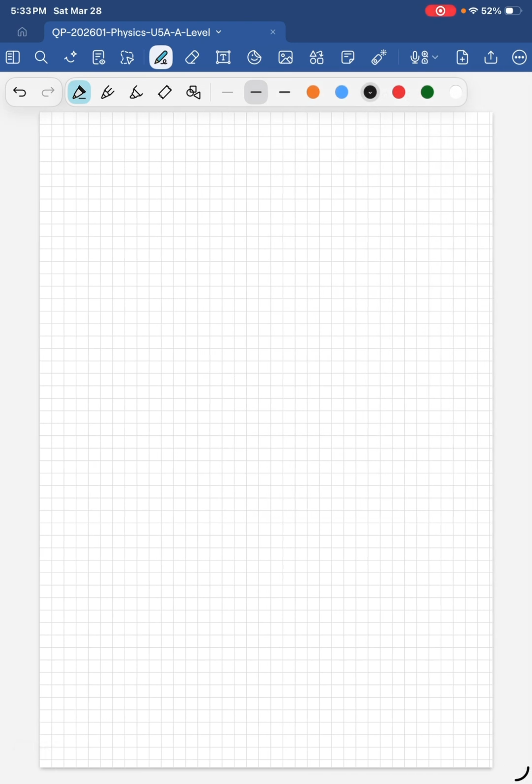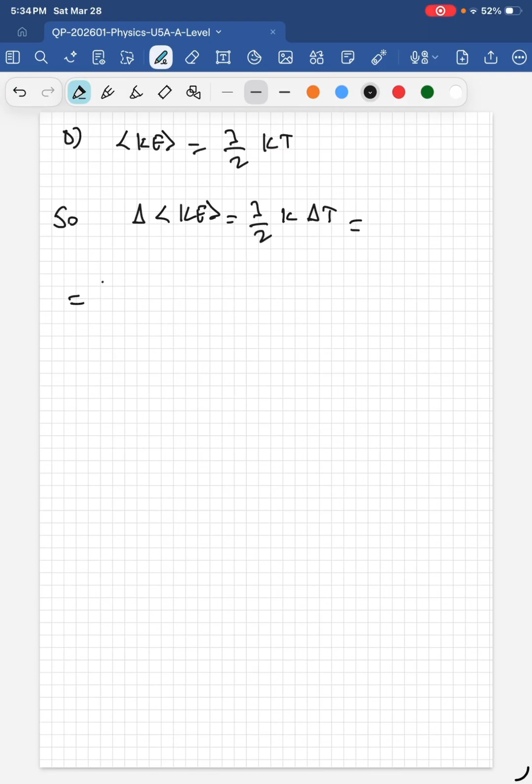And now it's time for question B, and they ask what the reduction in the kinetic energy of one molecule is. The average kinetic energy is simply 3/2 kT for one molecule. So the change in kinetic energy is simply 3/2 k times delta T. So we have 3/2 k.